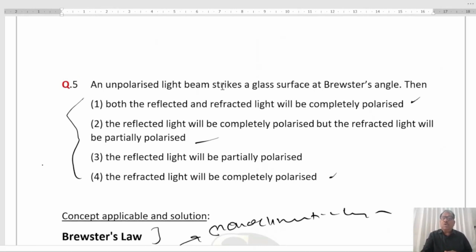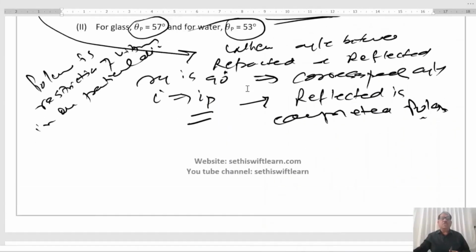Now, for the question, option 2 will be correct. The reflected is completely polarized, but the refracted will be partially polarized. Now, I will discuss more.